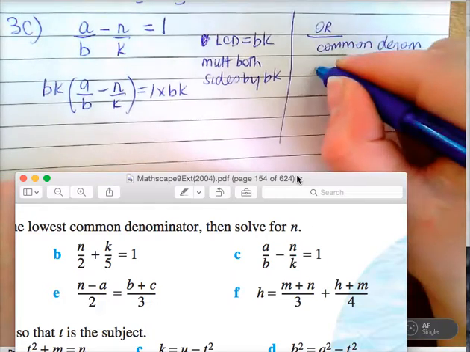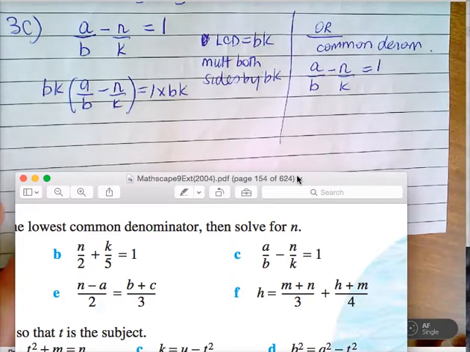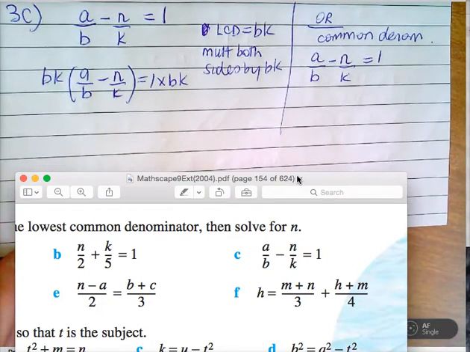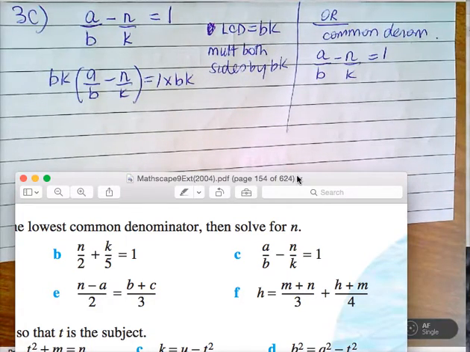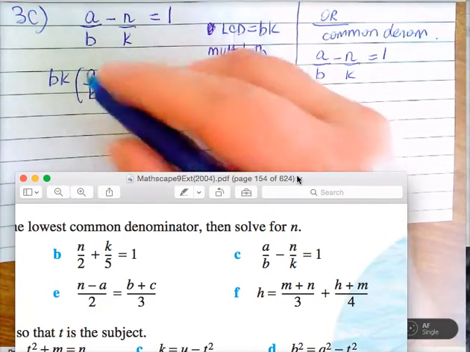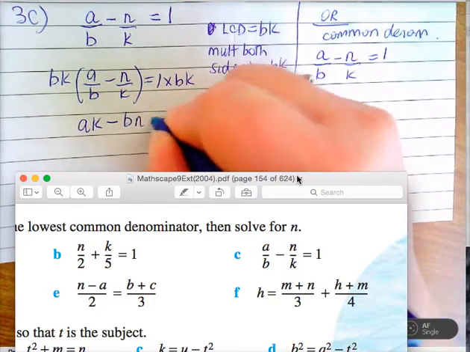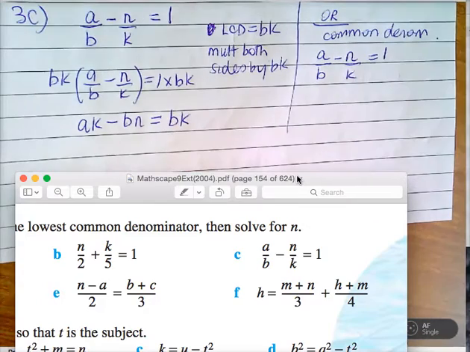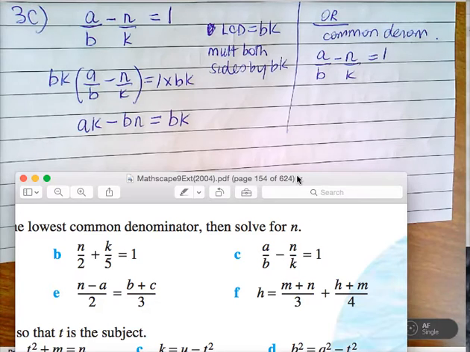Girls? This is question 3C. Shh. Girls, you either go common denominator or you multiply both sides by BK. What would you get if you multiplied by BK? You get AK minus BN. Did you add the equals 1 at the end of it? No, that was part of the question. That's the question. Excuse me? Girls, do you know what you're doing?